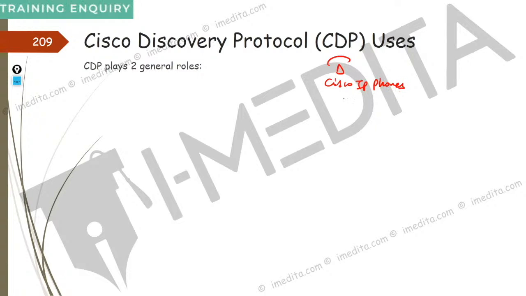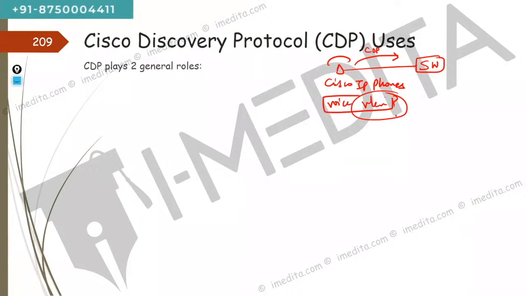There is information that Cisco IP phones ask a switch with which they are connected. So when this phone comes up, it will send CDP messages to this switch. And it will ask for information about VLAN. To be more precise, information about voice VLAN. Now, what is voice VLAN? It's a special VLAN that we configure in the switch configuration for IP phones.